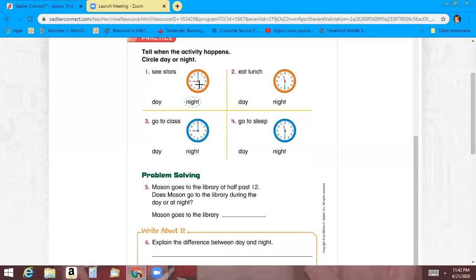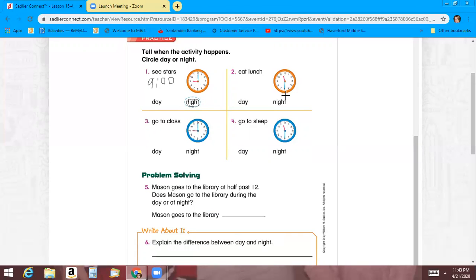So that minute hand is on the 12, the hour hand is on the 9, so I know that that's showing me the time of 9 o'clock, right? So the question, or what they're asking for number 1, is they're saying, okay, at 9 o'clock, though, the activity going on is seeing stars. So would you see stars at 9 o'clock during the day or 9 o'clock at night? Well, we know that we're going to see the stars at nighttime, so go ahead and trace that circle around the word night.